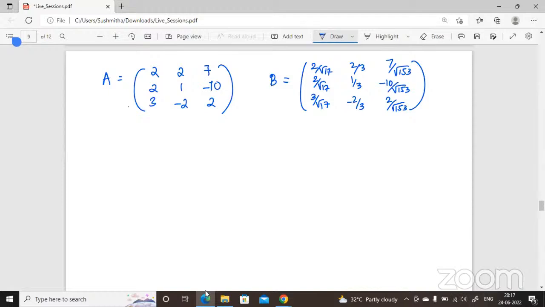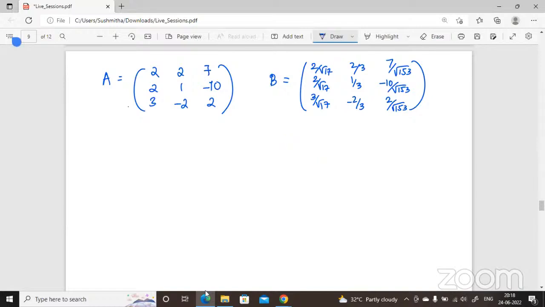4 plus 2. 4 by 17 plus 2 by 9 minus 70 by 153. This will be 0. Here it is not 0. But once you divide by the norm, this is going to be 0. Okay. After dividing norms, it is.